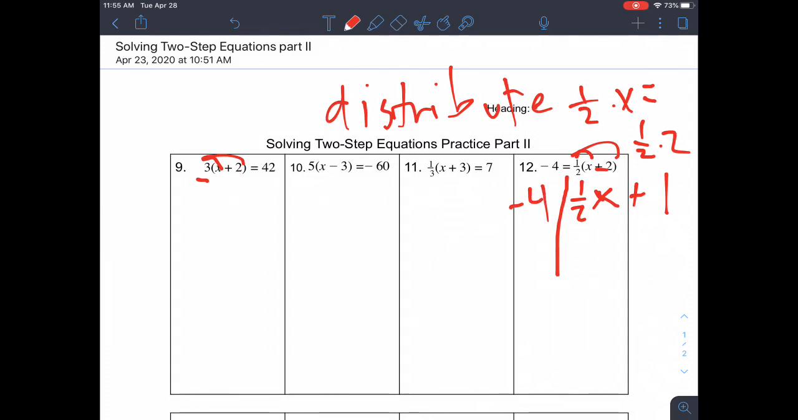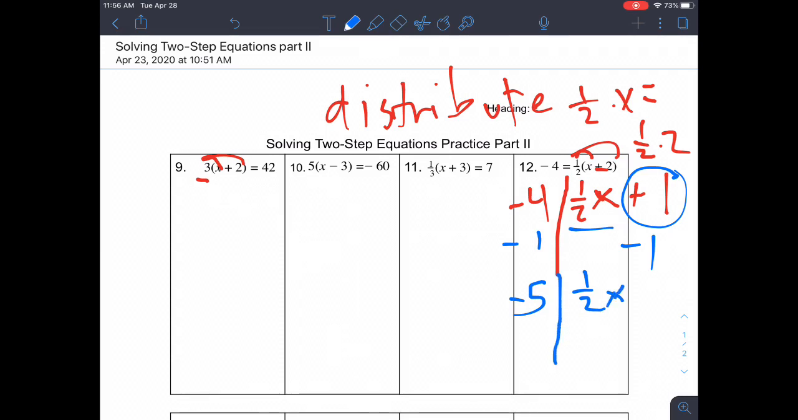Now, these are just like the problems we did earlier this week. So, how do I get this 1/2 x alone? That's right, I need to get rid of +1, adding 1. How do I undo adding 1? I take it away. If I take it away from the right side, where else do I take it away from? You bet, the left side. So -4 minus 1 is going to give me -5. I'm left with 1/2 x equals -5.